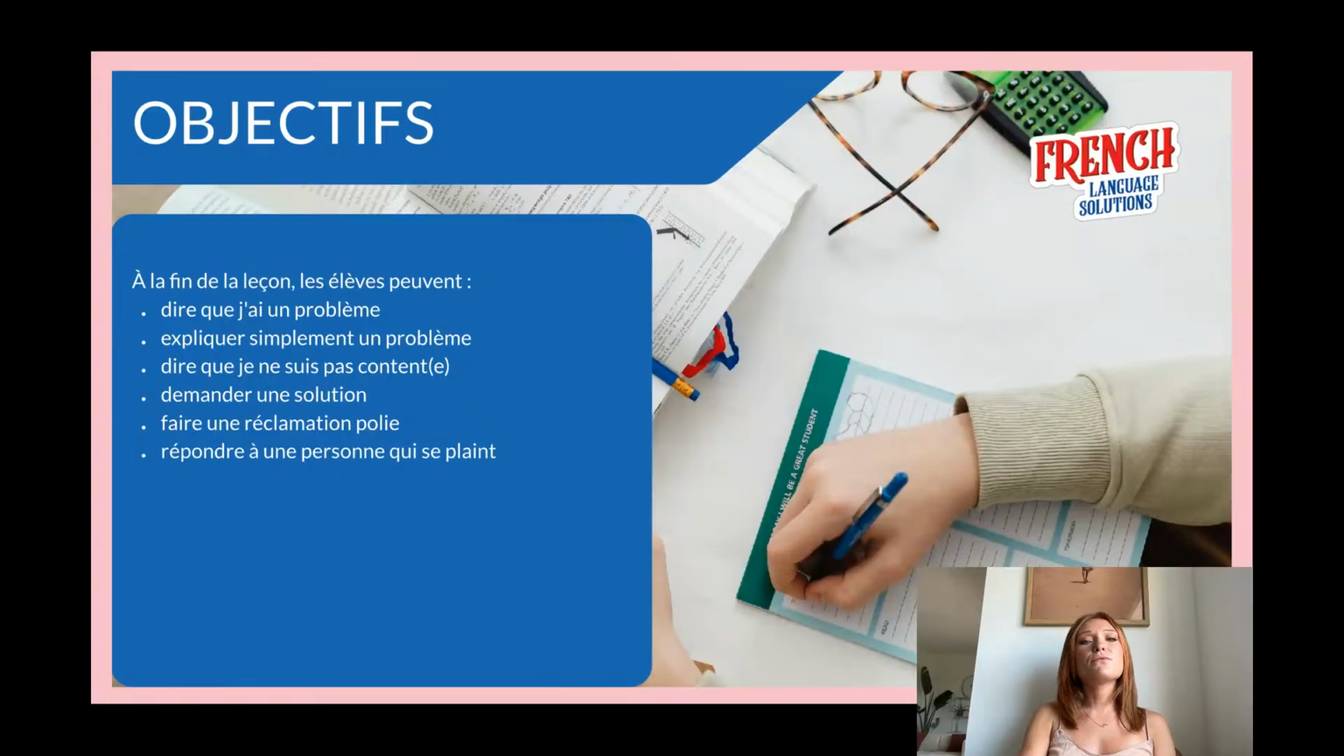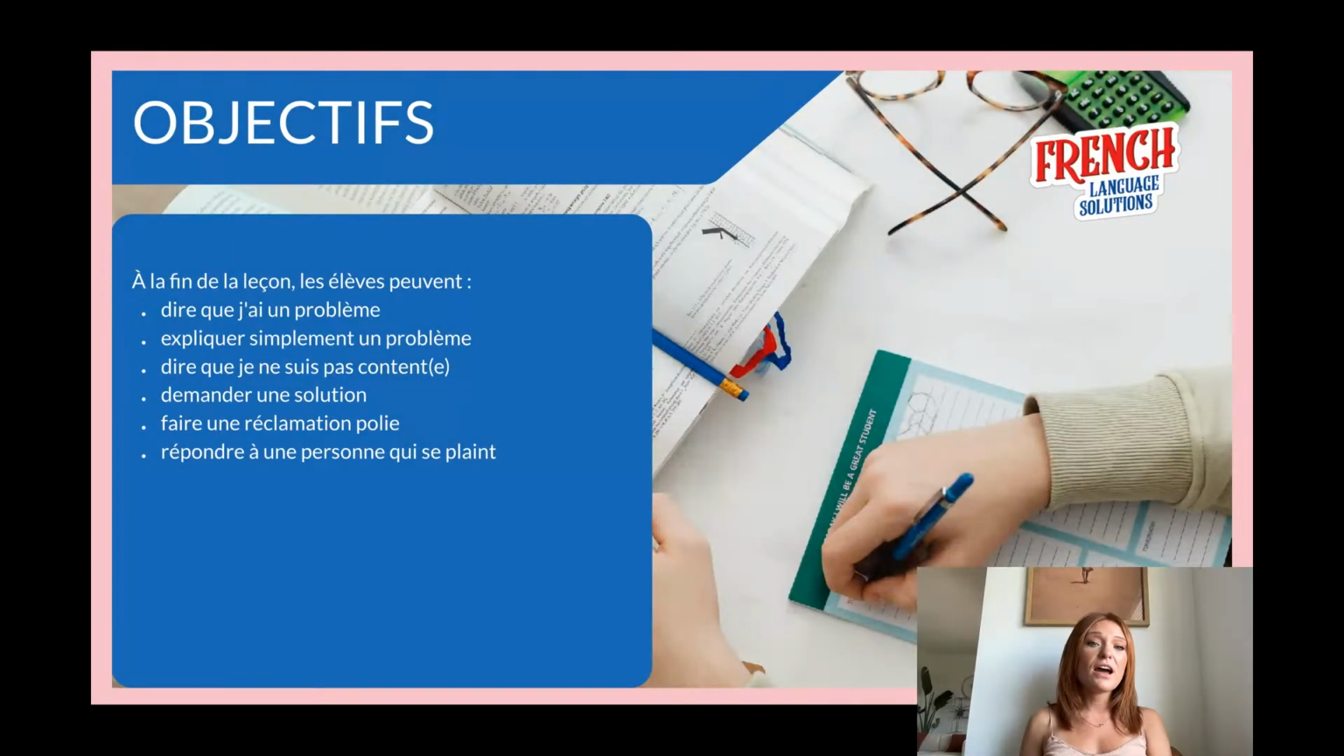Let's just start off with the goals of this video, les objectifs. À la fin de la leçon, les élèves peuvent dire que j'ai un problème. Meaning, at the end of this video, you're going to be able to say and to announce clearly that you have a problem. How do we announce to someone else or to people in front of us that we are facing something, an issue? Then, expliquer simplement un problème.